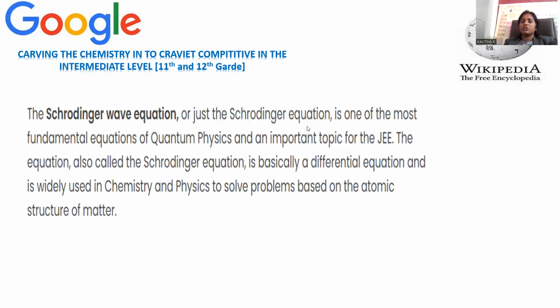The Schrodinger wave equation is one of the most fundamental equations in quantum physics. In order to study quantum mechanics, the Schrodinger wave equation and its derivation are very important, right? And an important topic for JEE. The equation, also called the Schrodinger equation, is basically a differential equation. Here del square values are taken, so it is a differential equation, and it is widely used in chemistry and physics to solve problems based on the atomic structure of matter.